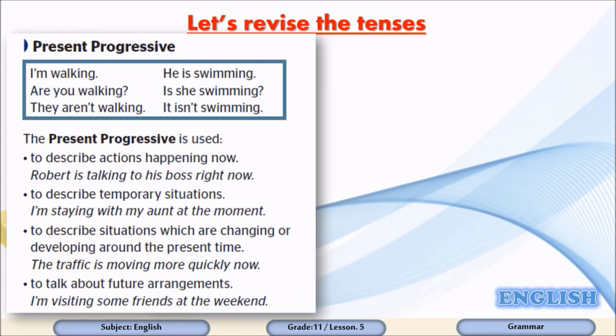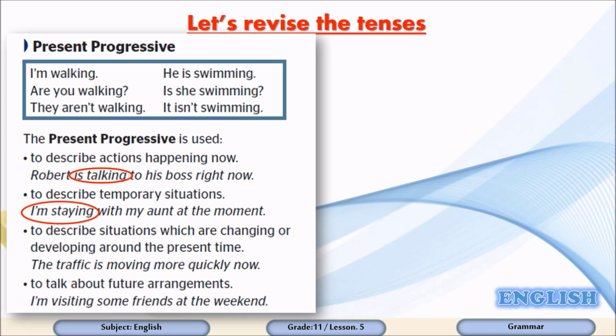Now, let's come to the present progressive. The present progressive is used to describe actions happening now. Robert is talking to his boss right now. To describe temporary situations. I'm staying with my aunt at the moment.